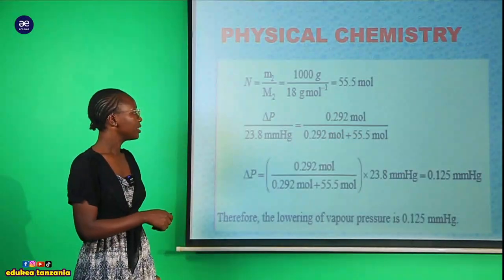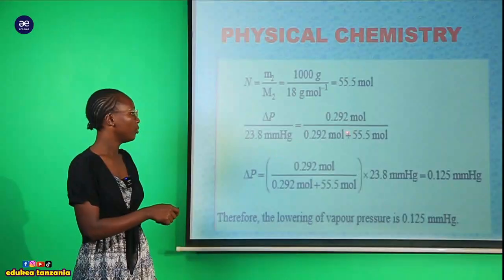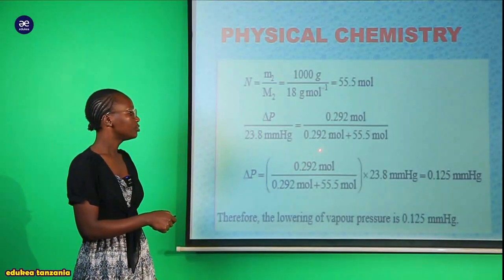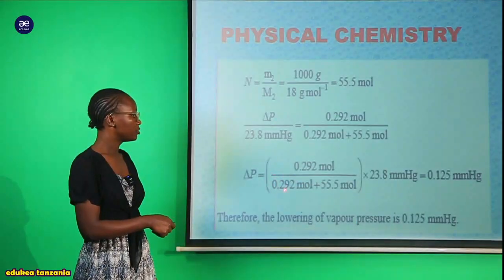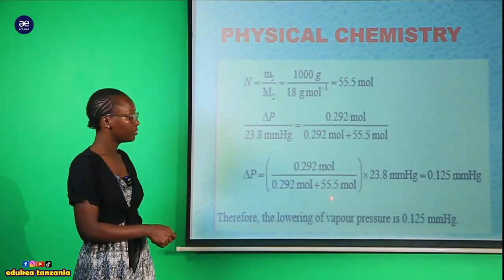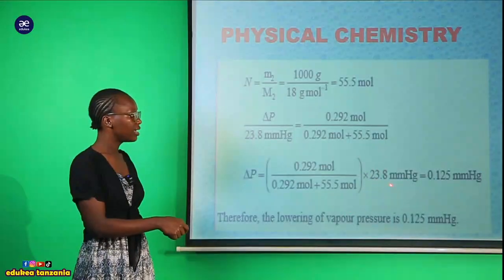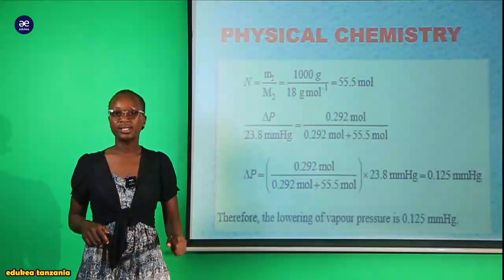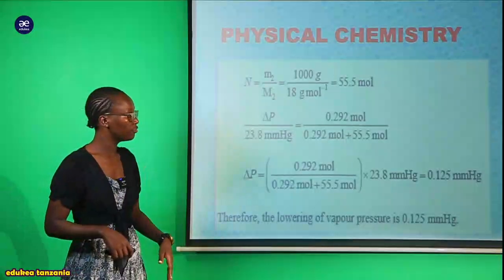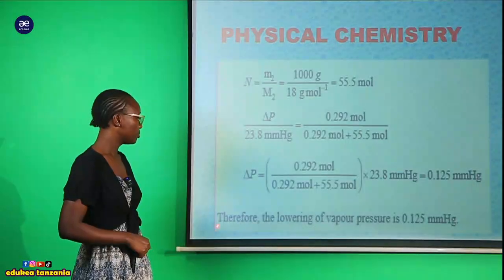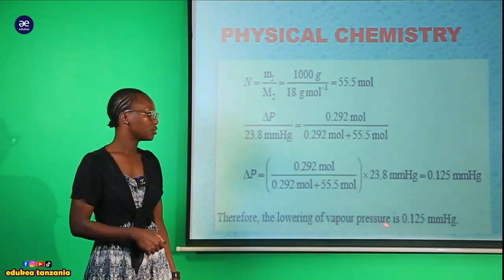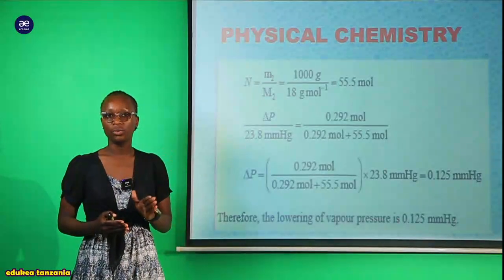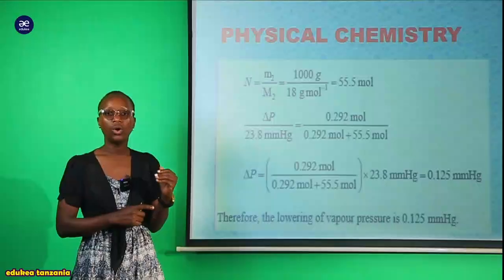So simply mean that uta cross multiplication, huyu mara huyu, huyu mara huyu. Lakini kwa vile tunamtafuta huyu, maana yake utagawanya tena kwa huyu. That's why unaona ni 0.292 mole gawanya kwa 0.292 mole plus 55.5 mole mara 23.8 mm of mercury. Kwa hiyo utaona kwamba hizi moles zote zita cancel. Finally utabakia na kizio cha millimeter of mercury, and that is the essence of pressure. Therefore finally tunasema kwamba the lowering of vapor pressure is equal to 0.125 mm of mercury. So that is all about the calculation of this lowering in vapor pressure.